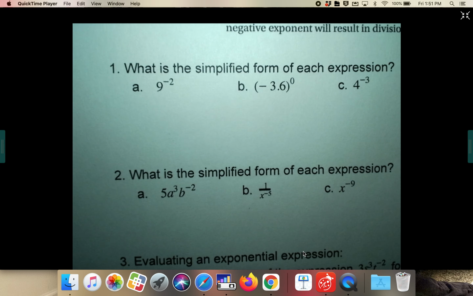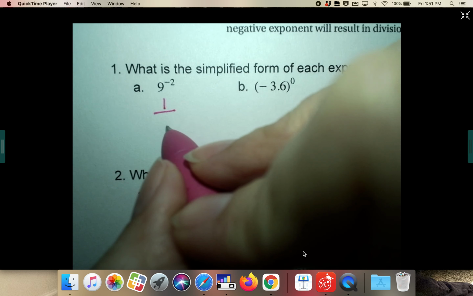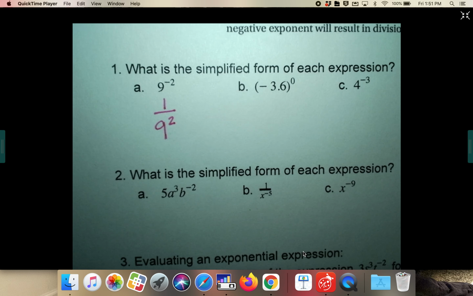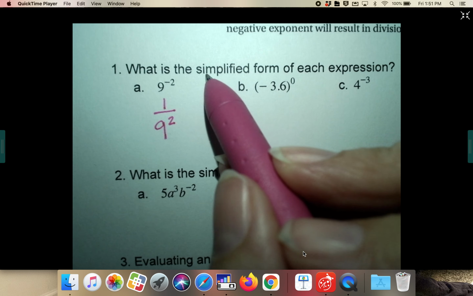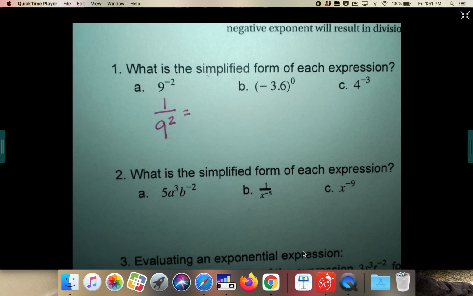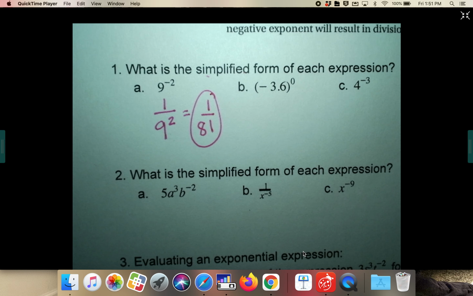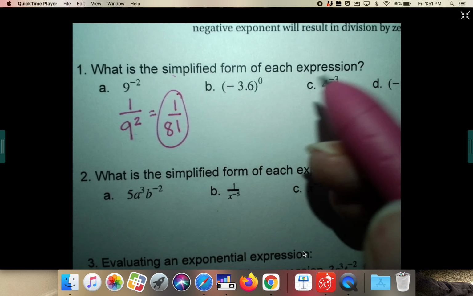Okay, negative exponent, can't have a negative exponent, so we're going to flip it under a 1 and make it a positive exponent. But I do want you to go ahead and simplify it all the way. So 9 squared is 81. 9 times 9 is 81. So this is 1/81st. Okay, that's the most simplified.